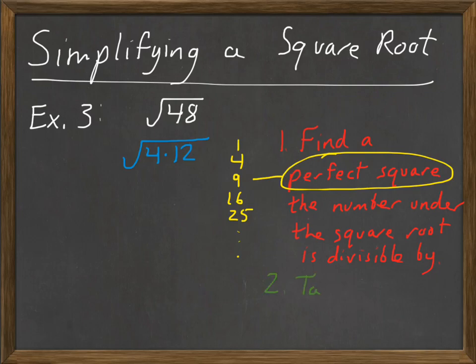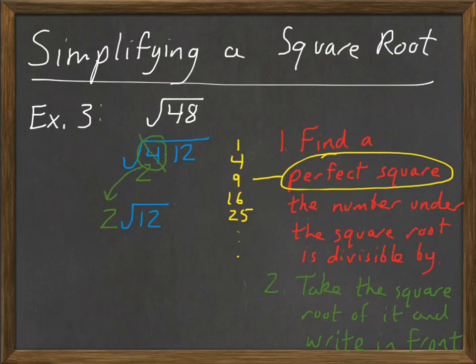Then step 2 is to take the square root of that perfect square and write it out front. So I'm going to take the square root of 4, which is 2, and write the 2 out front of the square root. I've taken the square root of the 4, so it's no longer underneath the square root. But we're not done yet, because is there a perfect square that 12 is divisible by? Why, yes, 4 is a factor of 12. So I could rewrite the square root of 12 as 4 times 3.